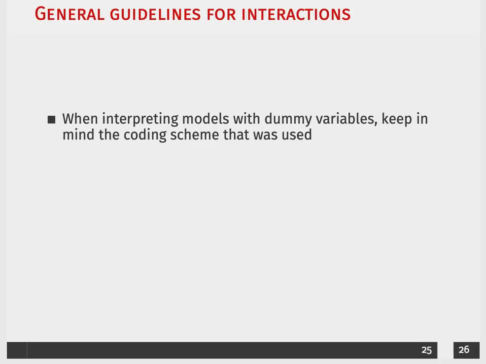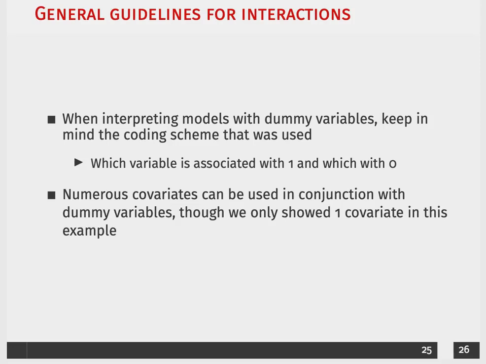As always, when you have dummy variables in your regression model, you need to keep in mind what coding scheme was used, because this is inherently going to impact the way that you interpret those covariates. So you need to remember which variable is associated with 1 and which is with 0, because that's going to inform what your baseline category is and which covariates and coefficients are going to be x'd out of your fitted regression line.